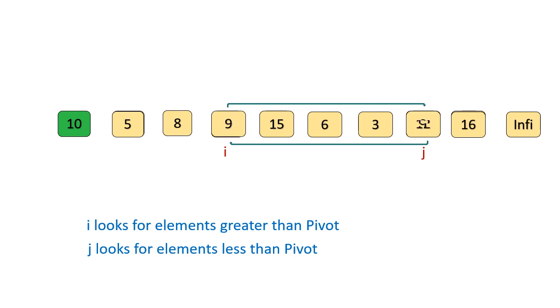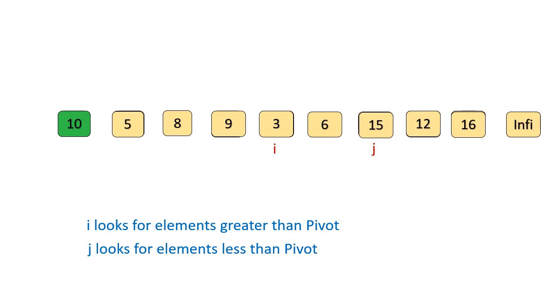i further looks for a greater element than 10, finds 15. j finds a lesser element, which is 3, and these elements swap their positions. This process continues. i finds a greater number, 15. j finds a lesser number, 6. Now i has crossed j, so the pivot element comes to the position of j.